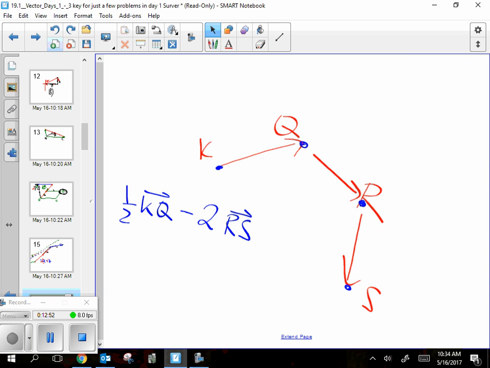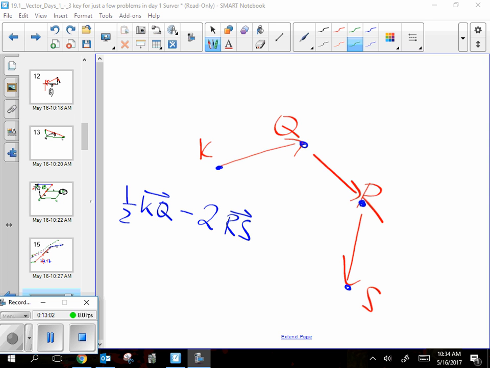Draw what you think 1/2 KQ minus 2 RS would be. All right. Here's what 1/2 KQ should look like, this green arrow. It's only halfway, okay? And that half doesn't change its angle. It changes its what? Magnitude. It doesn't change its direction, it changes its magnitude. All right, so there we go.